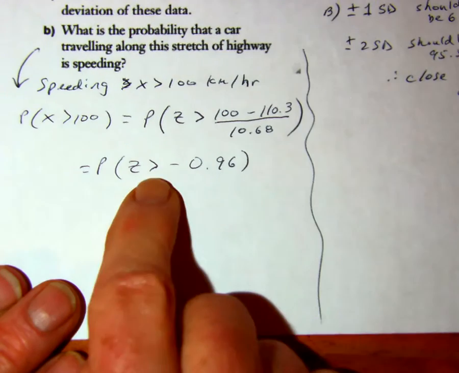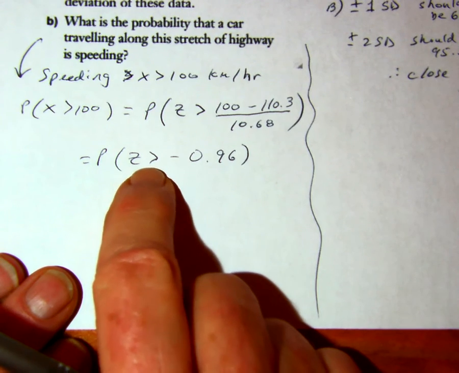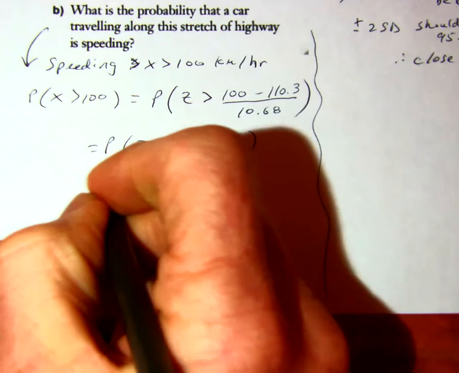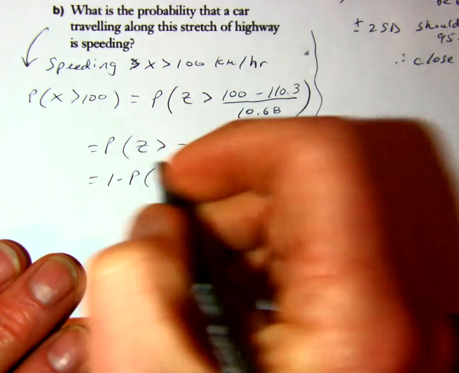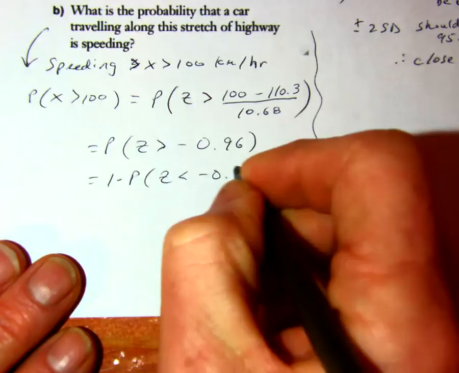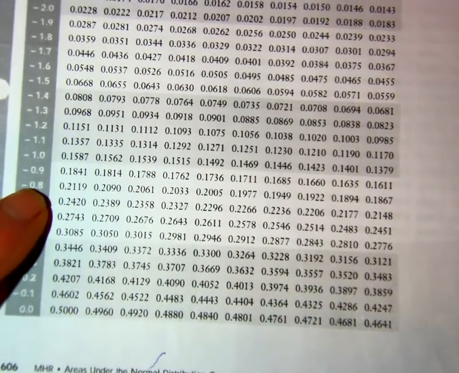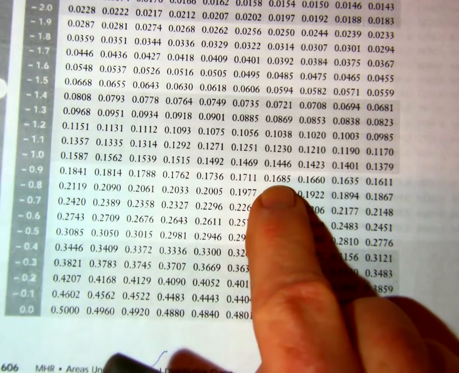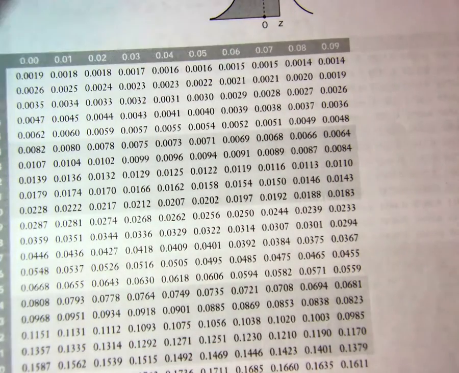All right. So there's something kind of tricky when it's a greater than and not a less than. What do you have to do if it's a greater than? You have to do 1 minus the complement. Yeah. Because the z scores are always less than. So it's 1 minus the probability of z being less than minus 0.96, equals 1 minus, and how do we look that up? Here's the chart. Minus 0.96, right? So going over to column 6, it's 0.1685.